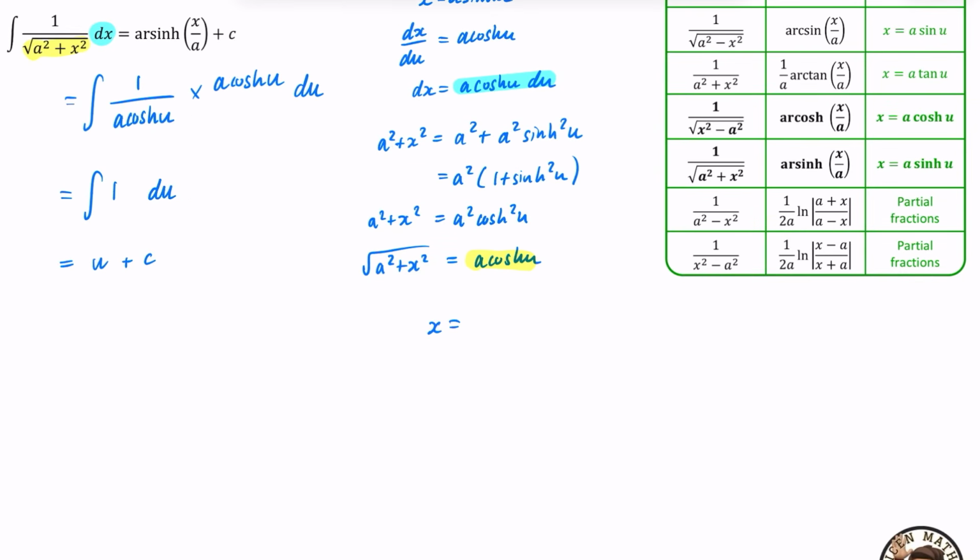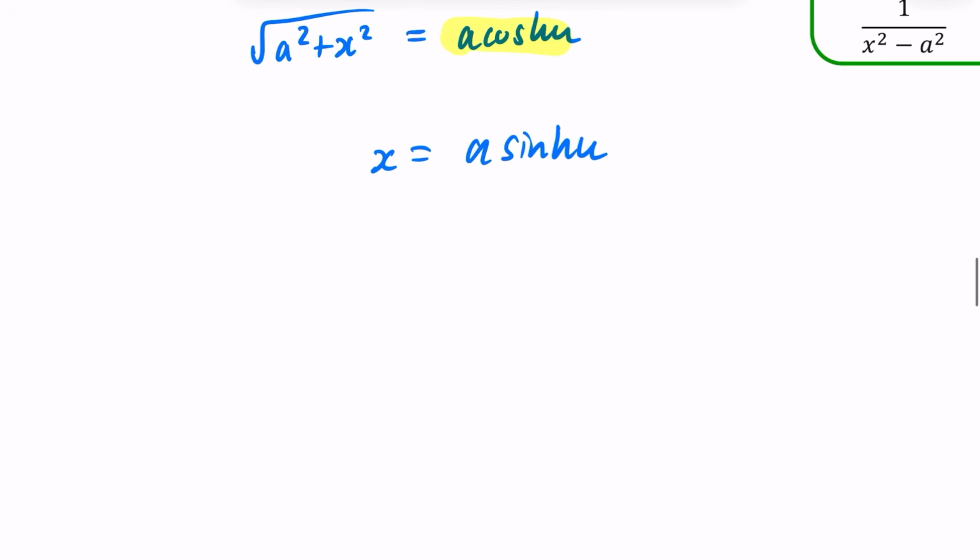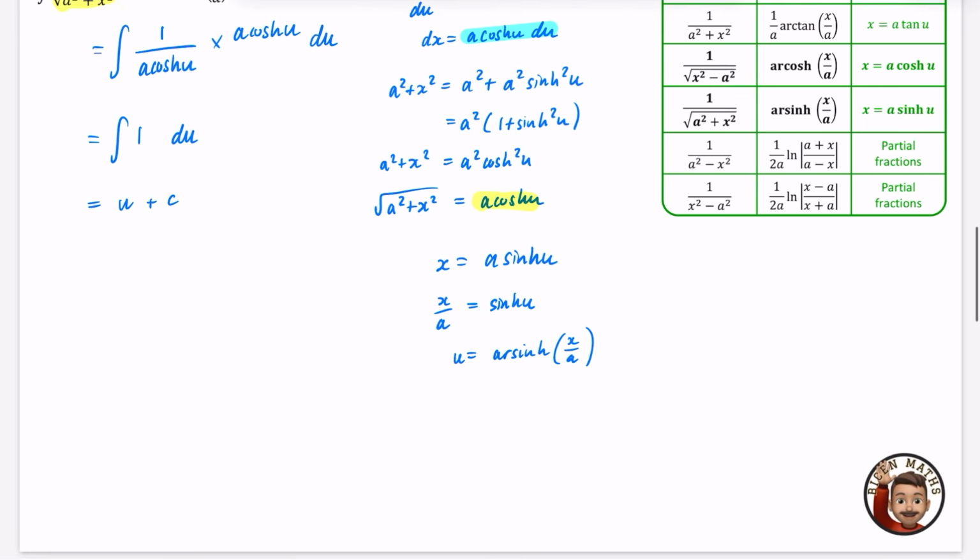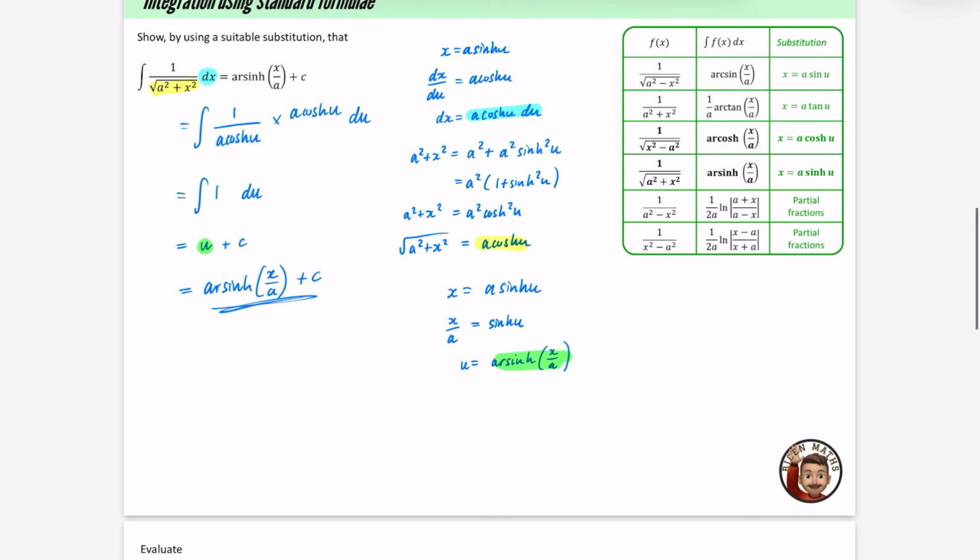Well, if x is equal to a sinh u, I just need to make u the subject of this. So that is x over a is sinh u. So u is the inverse sinh of x over a, which means I can finish this off by putting this u that we've got here in this place, so that we have arsinh of x over a plus c, which is the thing that we were trying to prove.